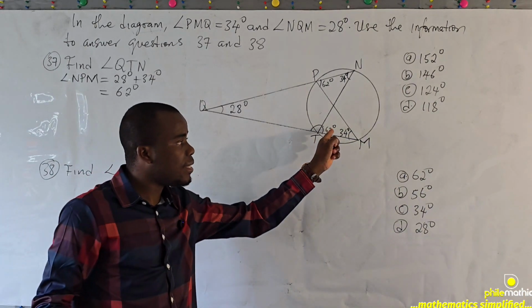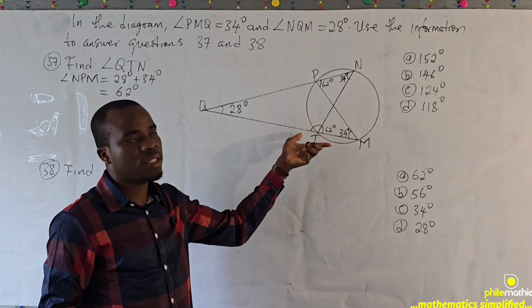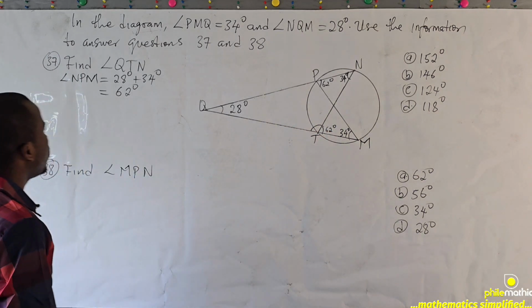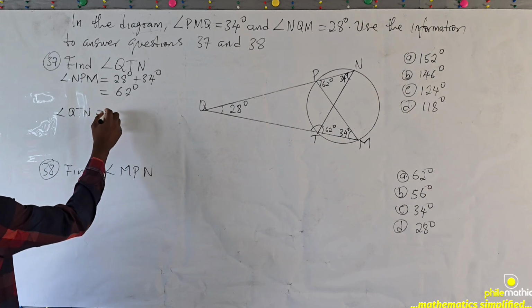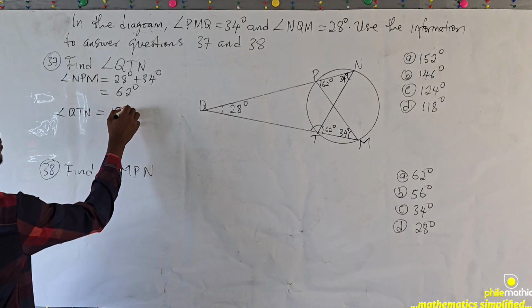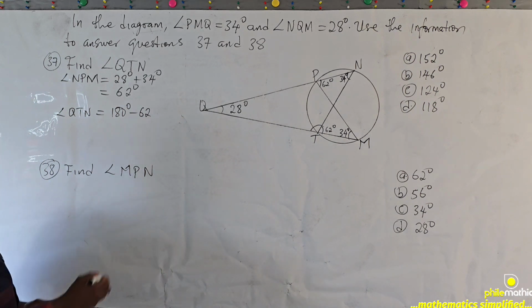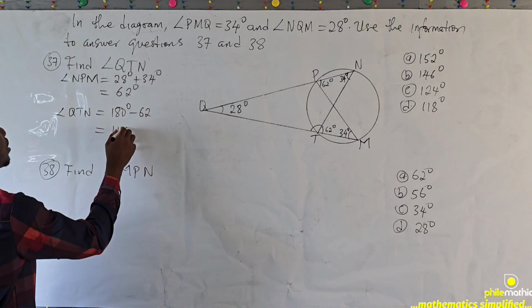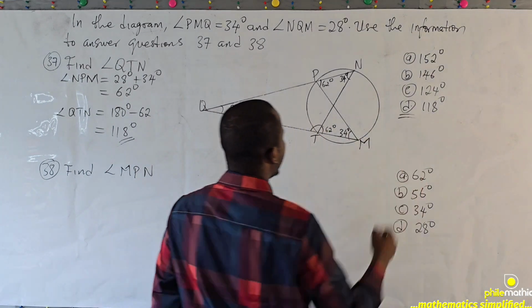And if we know that this is 62, we can get what here is by subtracting it from 180 since it's angle on a straight line. So angle QTN we are looking for will be 180 degrees minus 62 from angle on a straight line, and that will give us 118 degrees. And the correct answer is D.